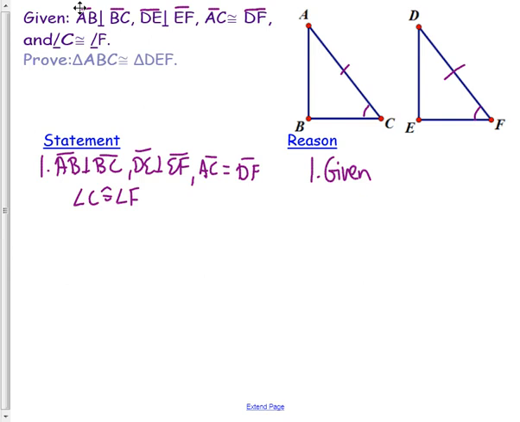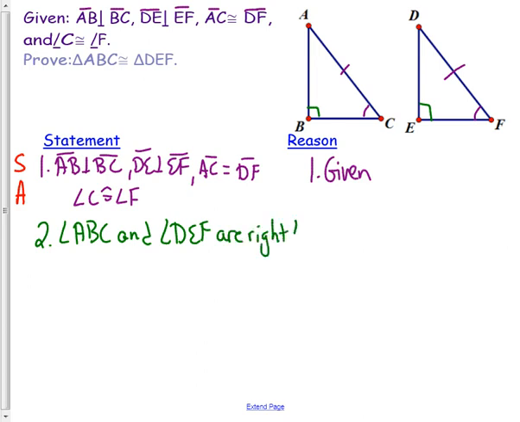In order to use angle, angle, side, I have to show that those right angles are congruent. So I have to go through that part. So we have here in our proof a side and an angle. And now we need to prove this other angle is congruent. We look at AB as perpendicular to BC. We know that by the definition of perpendicular, those are right angles. So we are going to say this, angle ABC and angle DEF are right angles. And we know this by the definition of perpendicular.